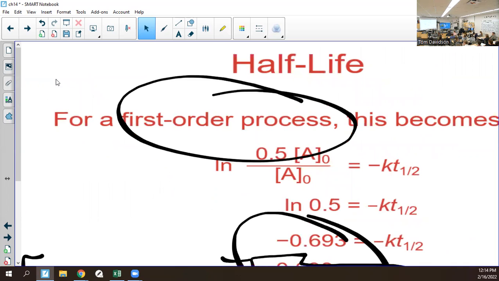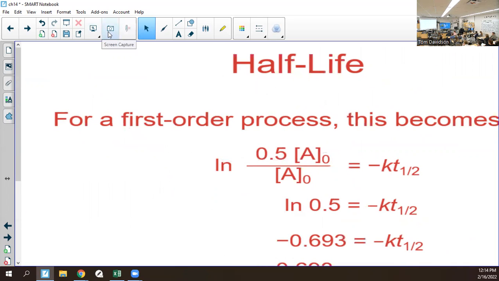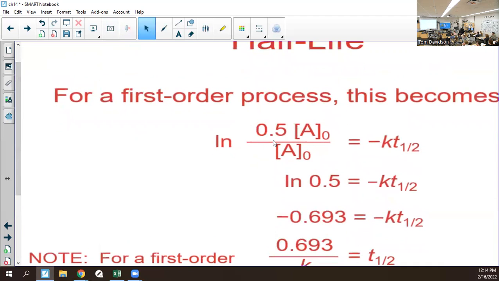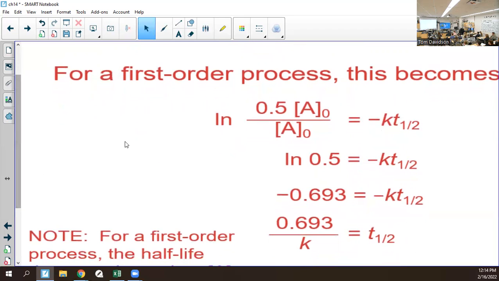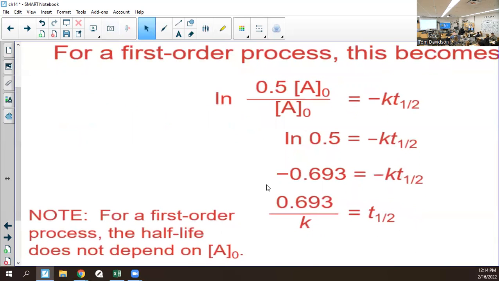Okay, for a first order process, if we do math, like we take the integrated rate law and plug it all in, we end up with ln of 0.5[A]0 over [A]0 equals negative kt. All right, now we can cancel these things out, right? So we have [A]0 on top and on bottom. So really the ln of 0.5 is equal to negative kt 1/2. If you actually find that value, it's negative 0.693.